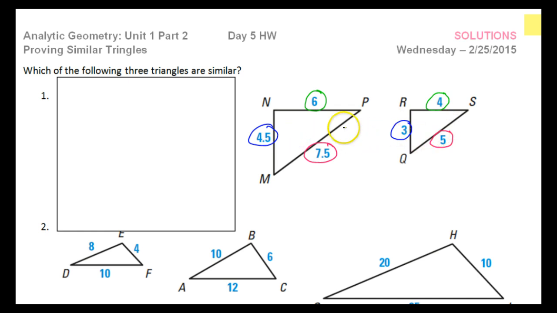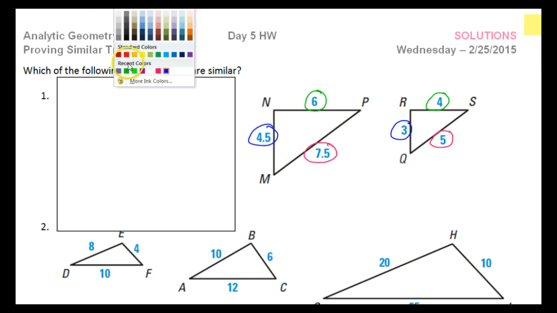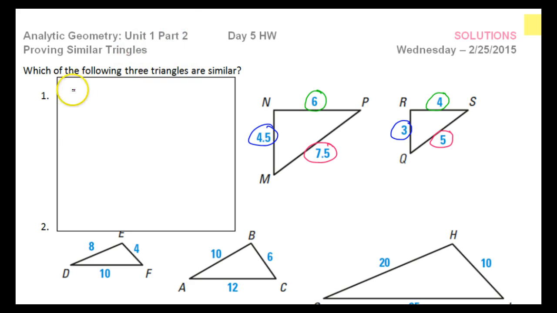So again, if these two are going to be similar, then the corresponding sides should be proportional, which means if I make fractions out of the corresponding sides, I should get the same answer over and over again. So let's do the greens, the pinks, and then the blues. Okay, so the greens, again, I've got 6 over 4, which reduces down to 3 over 2.